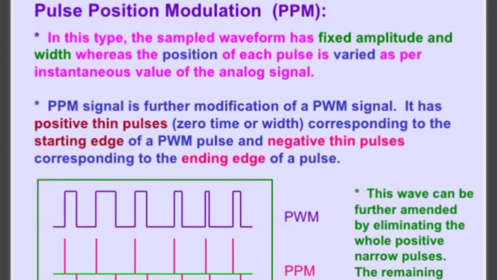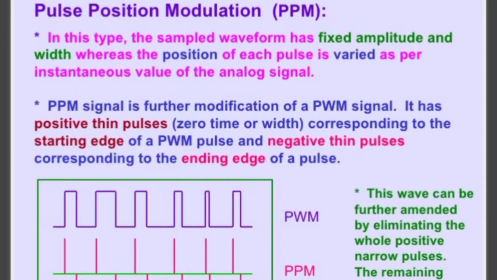It has positive thin pulses, of zero time or width, corresponding to the starting edge of the PWM pulse, and negative thin pulses corresponding to the ending edge of the pulse. You can see in the PWM signal, the thin pulse is positive when the signal starts, and negative in the PPM signal when the width is ending, at the ending stage of the pulse. This wave can be further amended by eliminating all the positive narrow pulses. The remaining pulse is called clipped PPM. This is pulse position modulation.